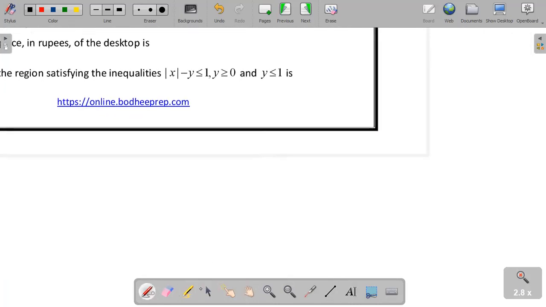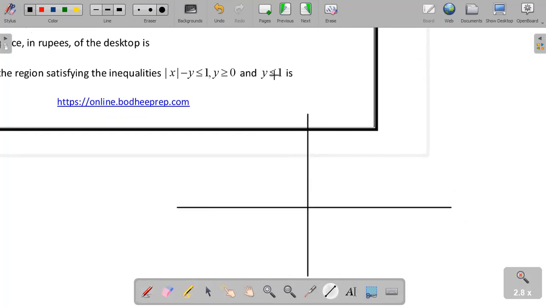Area of region, this is a question I have solved multiple times, and by this time you must know about these types of questions. Let's do it all again. This graph is simple, this graph is simple. Let's focus on this one.